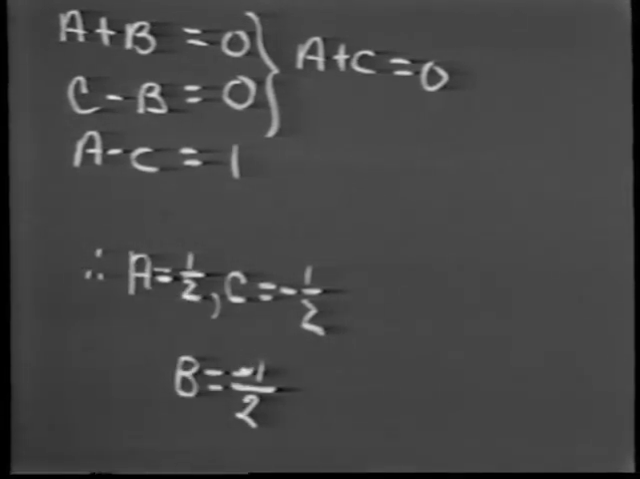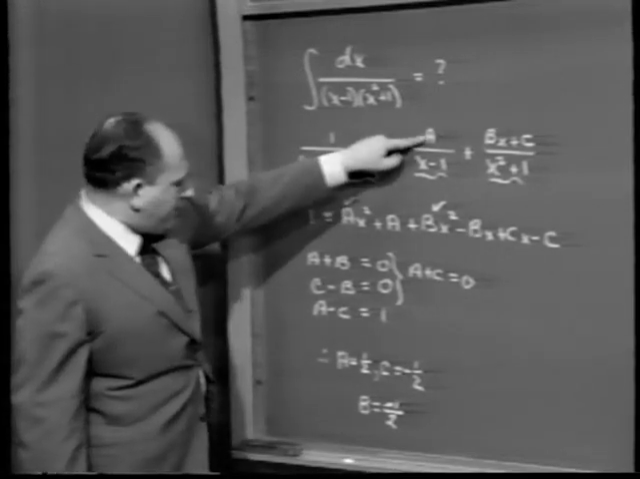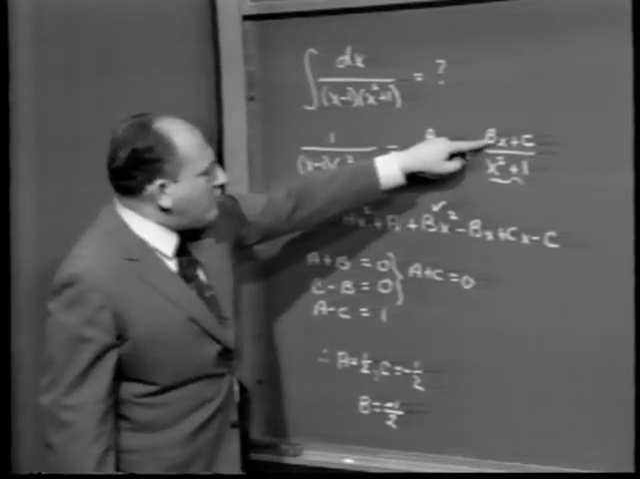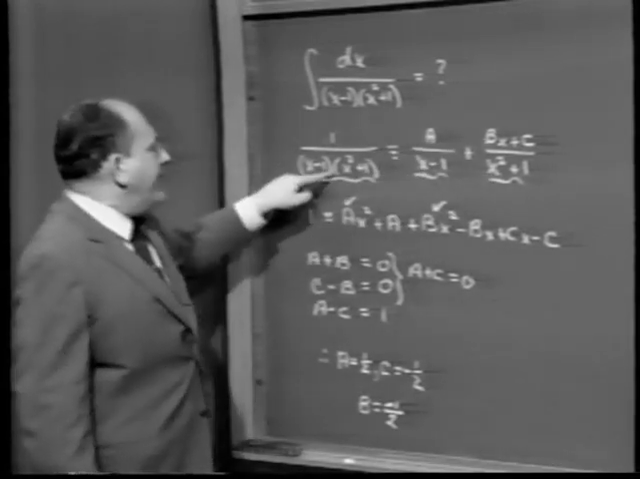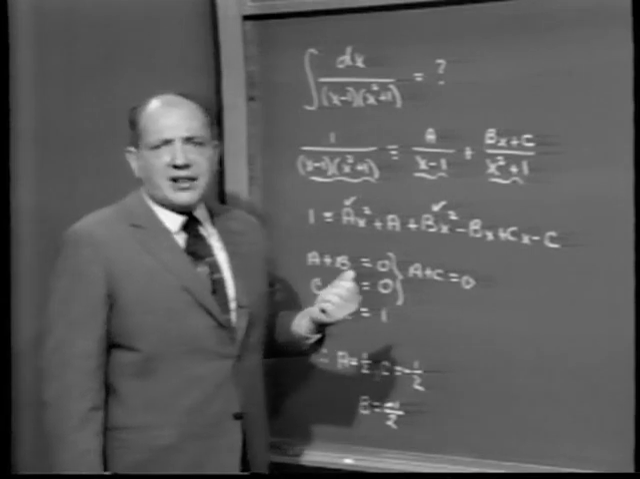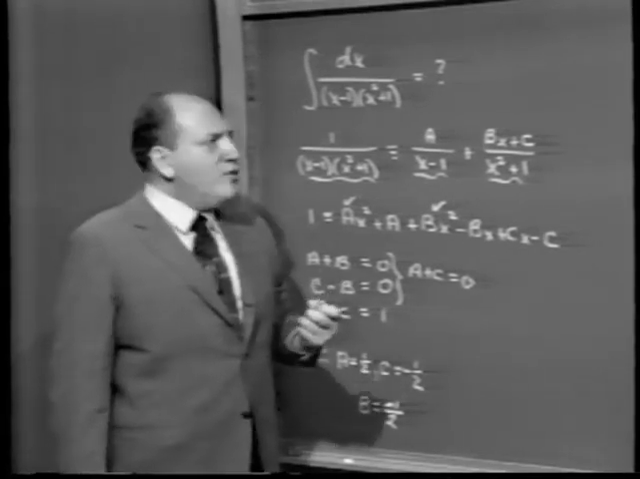In other words, what does this tell me? It tells me that if I replace a here by a half, and b and c each by minus a half, the right-hand side here will be an identity for the left-hand side. That there will be 2 different ways of naming the same number for each value of x.